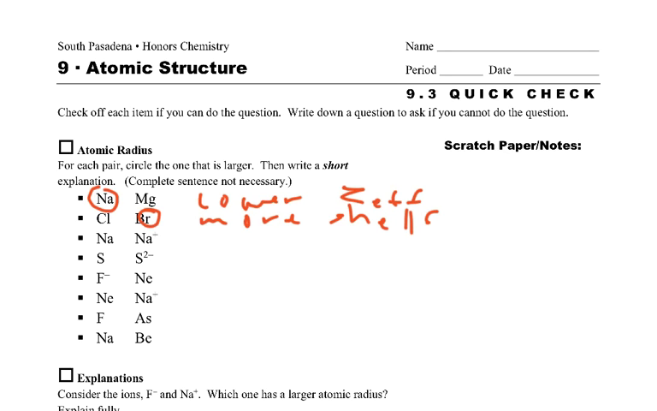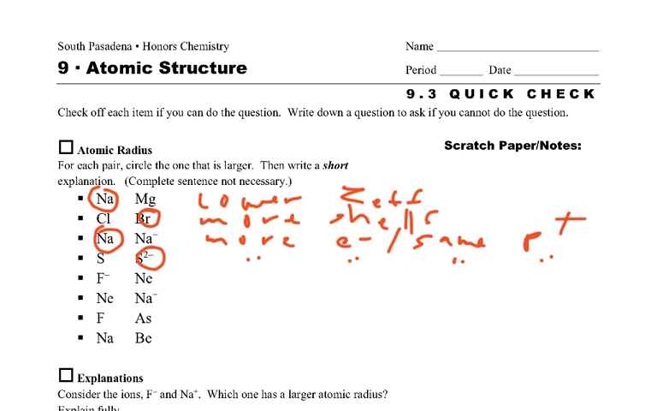Okay, sodium and sodium plus. Every time you pull an electron, if it becomes sodium plus, it loses an electron. So it's going to have less repulsion, and that is going to make it smaller. So the larger one is sodium, because it has more electrons with the same number of protons. Sulfur and sulfur minus: if you gain electrons, then you're going to have more electrons with the same protons. Same reasoning, the negative is going to be larger than the neutral.